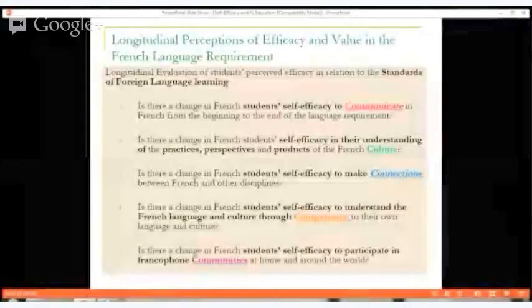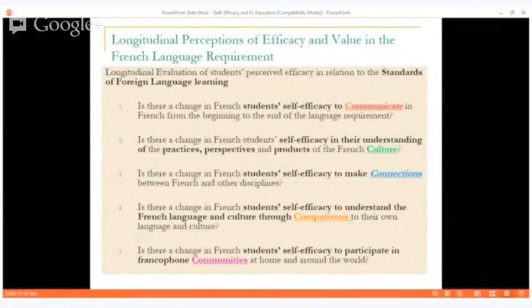Is there a change in their self-efficacy to communicate in French from the beginning to the end of the language requirement? For us, in that university, the language requirement depended on what level you came in on, but it could go from beginning French 1 up into intermediate French 2. Is there a change in their self-efficacy or their understanding of the practices, perspectives, and products of French culture? Is there a change in their self-efficacy to make connections between French and other disciplines, history, politics, etc.? Is there a change in their self-efficacy to understand the French language and culture through comparisons to their own? And was there a change in their self-efficacy to participate in Francophone communities at home and around the world? So I had 2 different types of sequences.